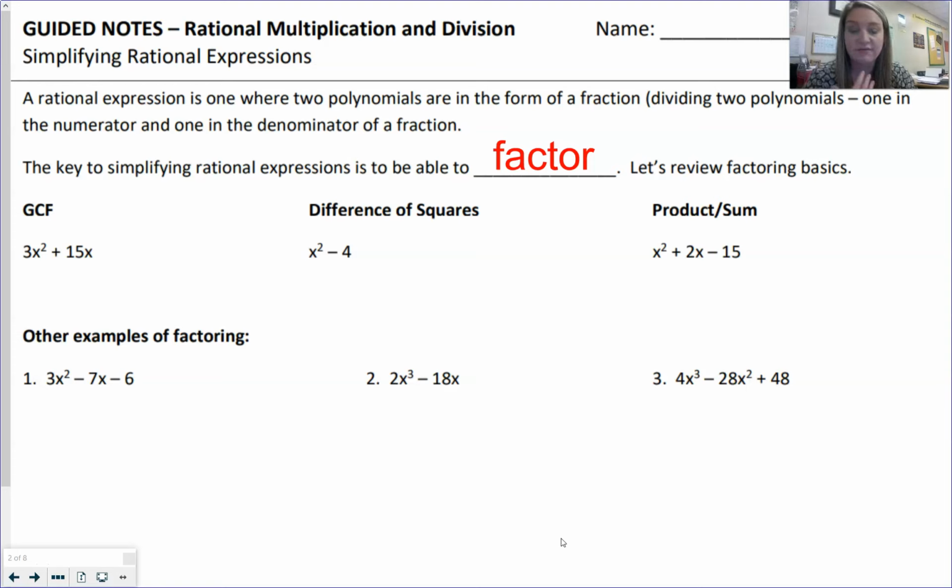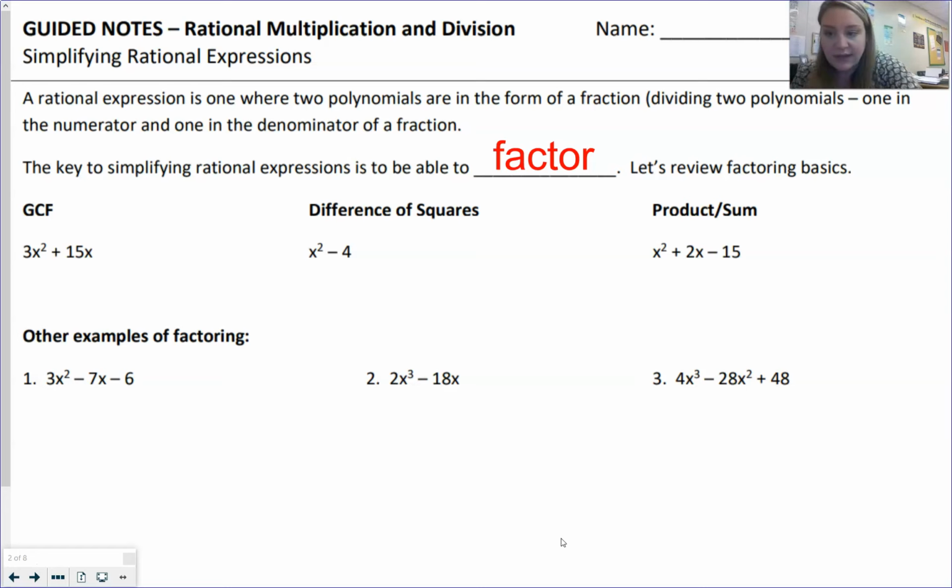Okay, so first off, what is a rational expression? Well, a rational expression is where two polynomials are in the form of a fraction. So we're dividing two polynomials, one in the numerator, one in the denominator. The key to simplifying these rational expressions is being able to factor. So let's remember some of our factoring techniques.